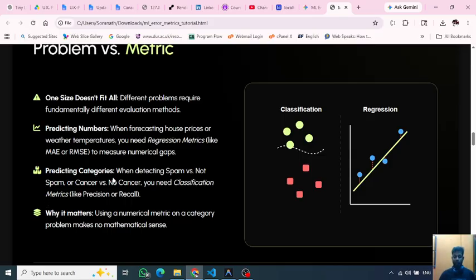For predicting categories, like detecting spam versus not spam or cancer versus no cancer, you need classification metrics like precision and recall. Using a numerical metric on a categorical problem makes no mathematical sense. That's why for different types of prediction, we need different types of error metrics. Again, for predicting numbers, we need MAE or RMSE. For predicting categories, we need precision or recall.